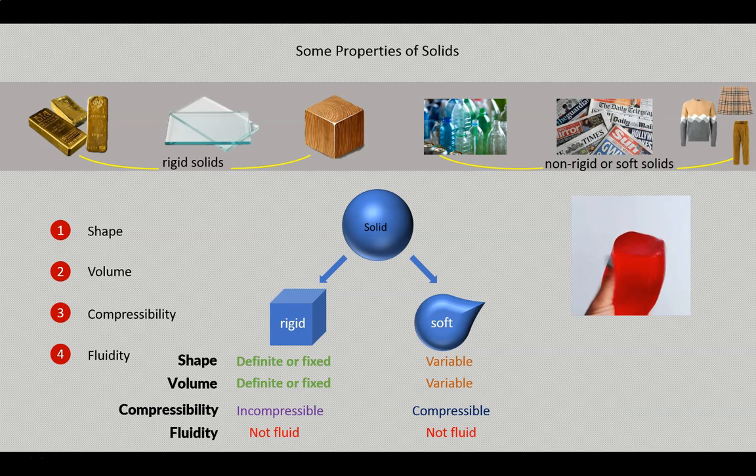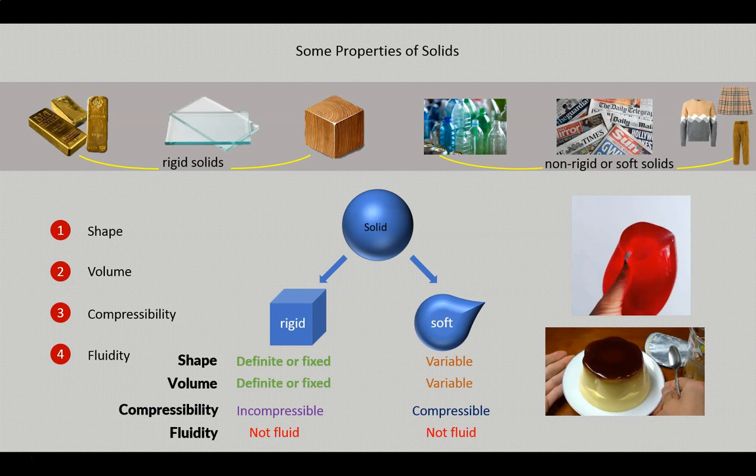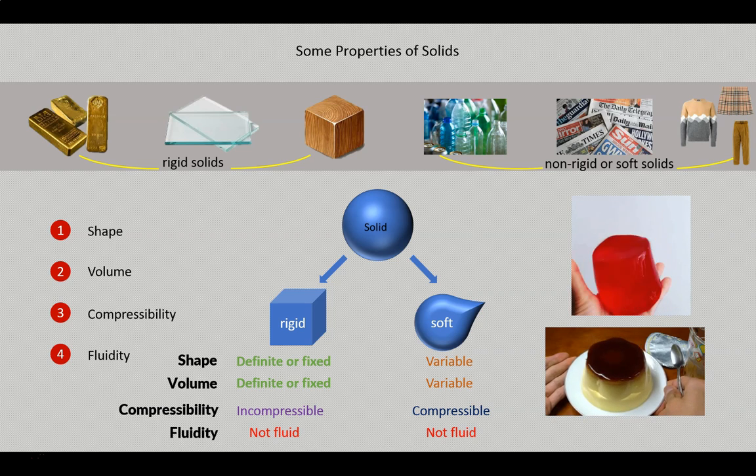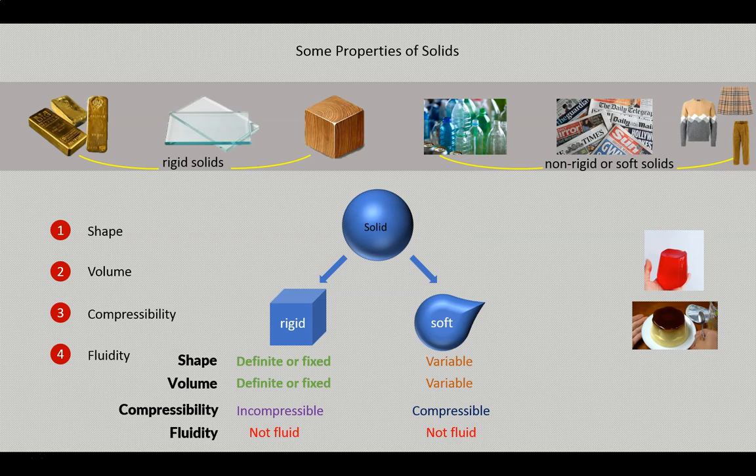Now, here's a familiar substance, Jell-O. And here's another, custard. Solids like these are often called semisolids, as they fit in between solids and liquids. We can also include creams, ointments, and gels. So let's add this last category, semisolid, and compare properties. The shape of these semisolids is easily changed, so we'll say variable.